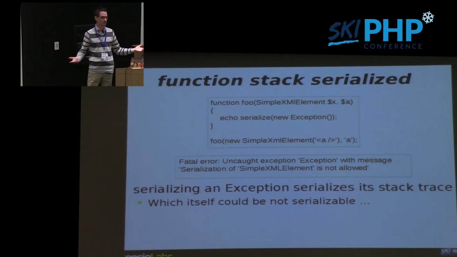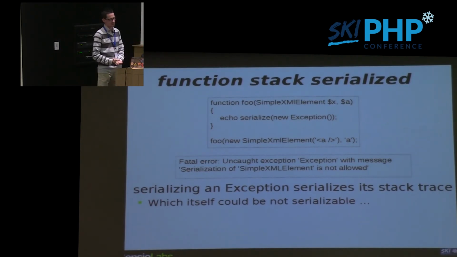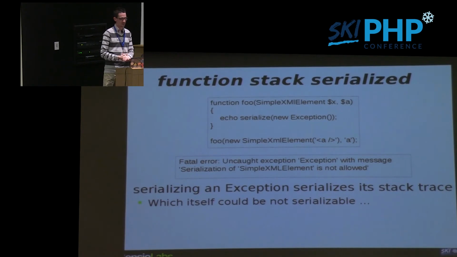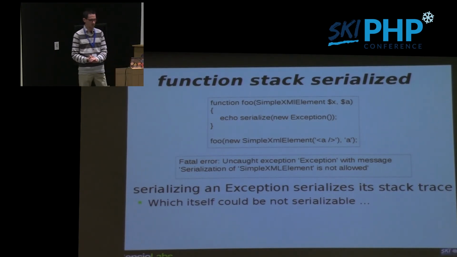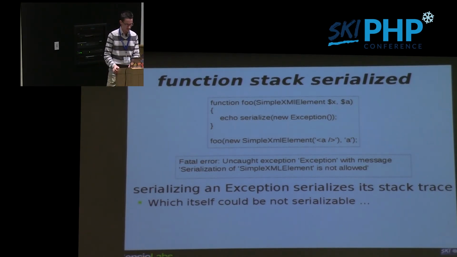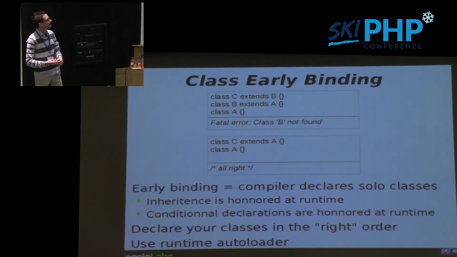So yes, we are not wizards. We cannot make magical things. So you will have an exception which is a little bit strange: uncaught exception with message serialization of simple XML element, but you asked to serialize an exception, not a simple XML element. So you should be aware of that. This is written in the source code in the exception class serializer. If you run GDB, you can see what happens, and sure, that cannot work.